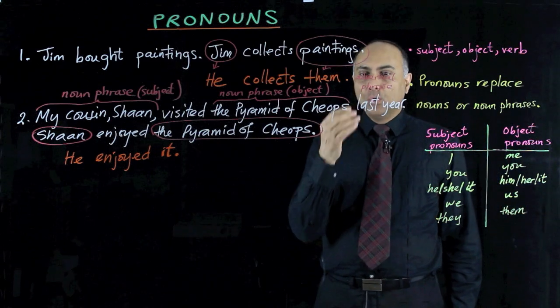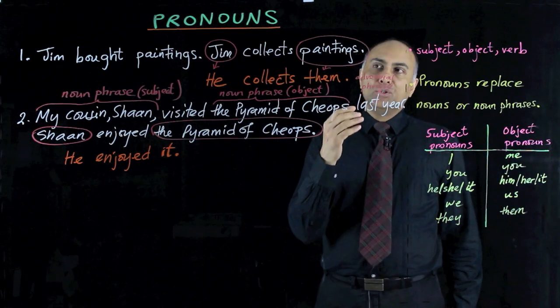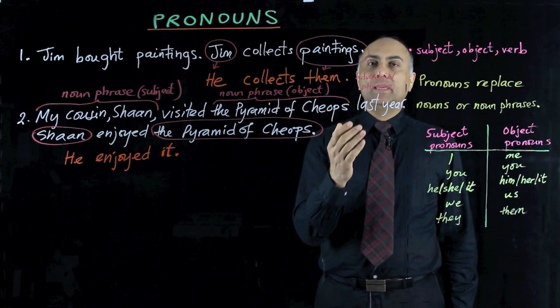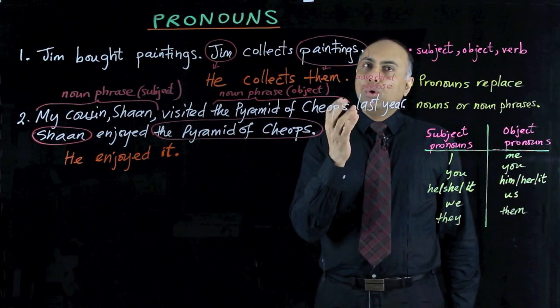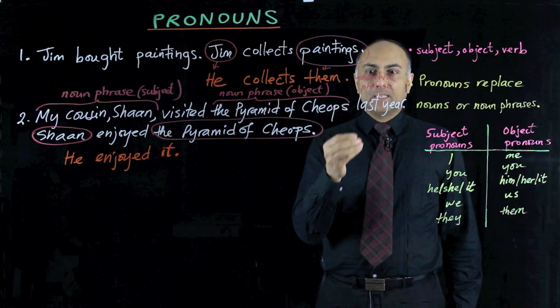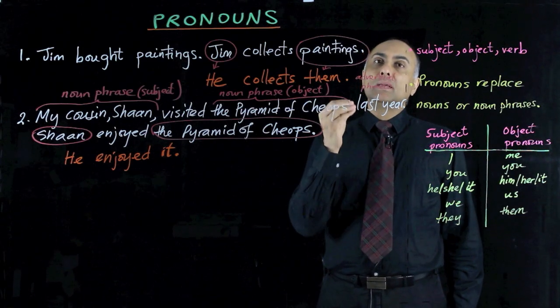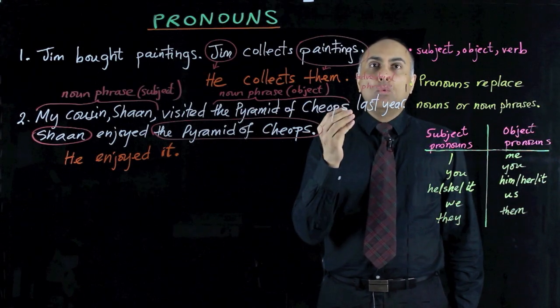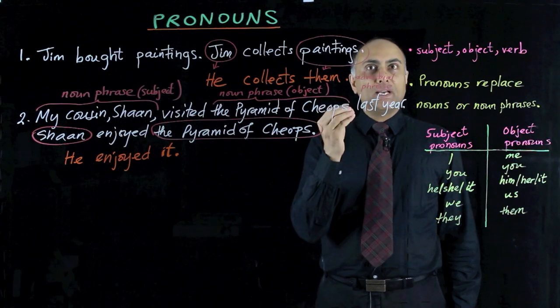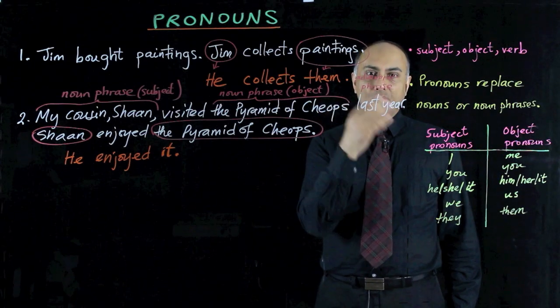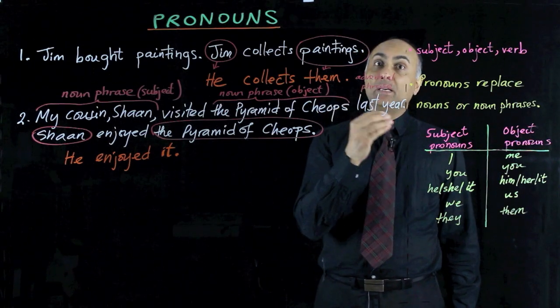When reading or writing, you should be aware of what the main verb is, who or what the subject of the verb is, i.e. the person or the thing doing the action of the verb, and who or what is the object of the verb, i.e. the person or the thing that the verb is being done to.